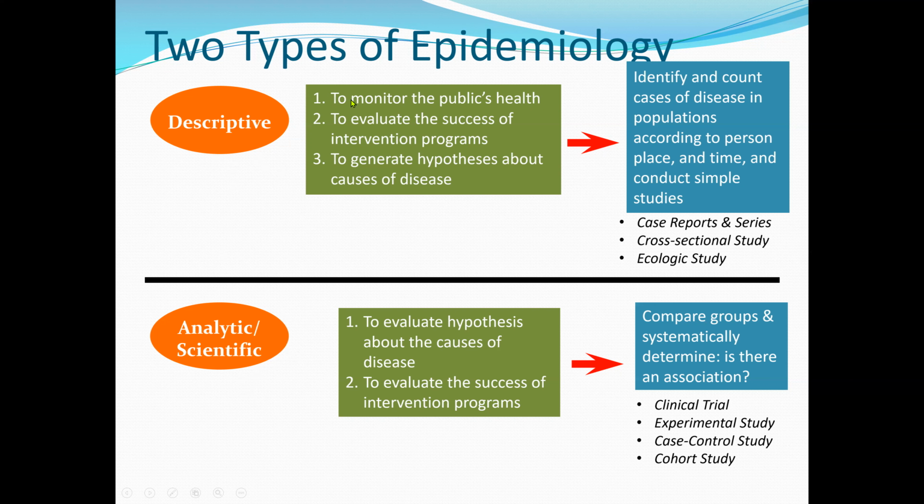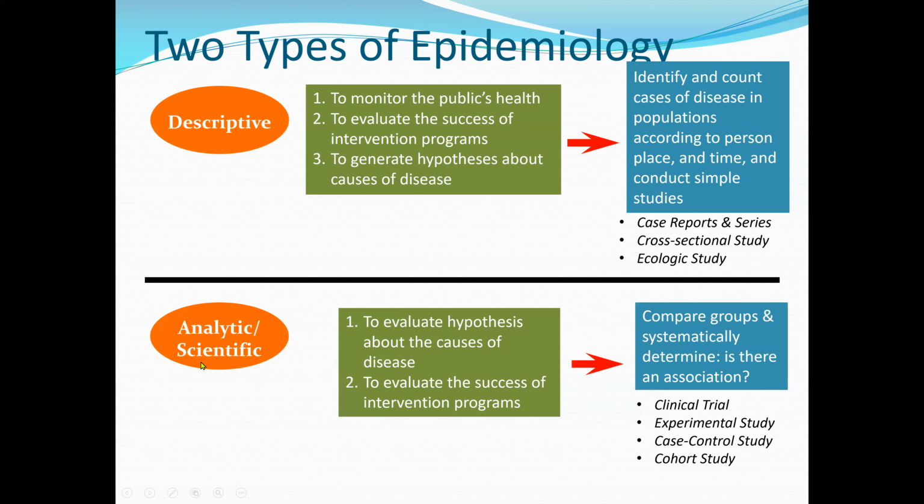Here we say descriptive goal is to monitor the public's health. Also, we are going to evaluate the success of intervention programs and also to generate hypotheses about the causes of disease. So the main goal of descriptive epidemiology here is to identify and count cases of disease in populations, again, according to the person, place, and time, and also conduct simple studies. Simple studies here, for example, can be the case report and series, cross-sectional studies, and ecologic studies. We will discuss this in our future lectures.